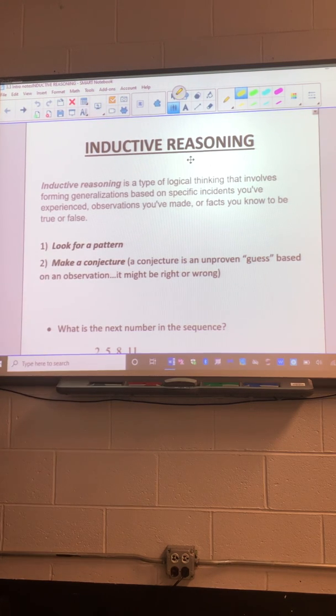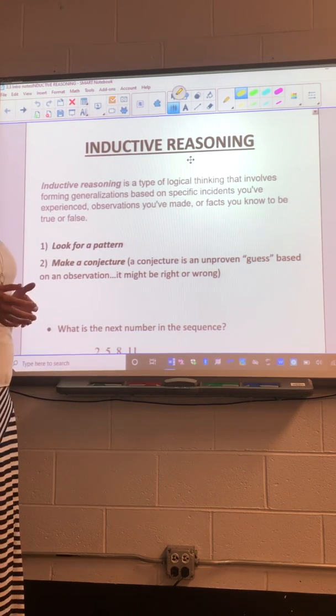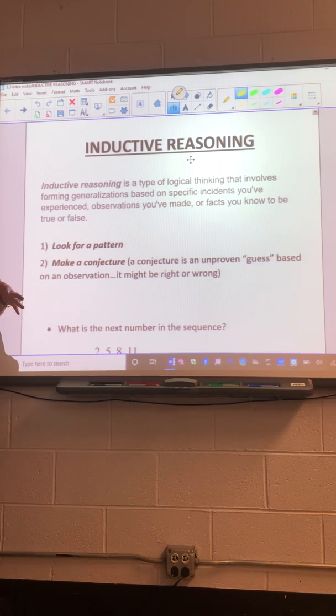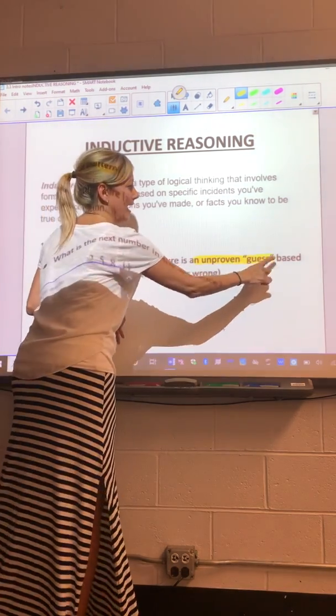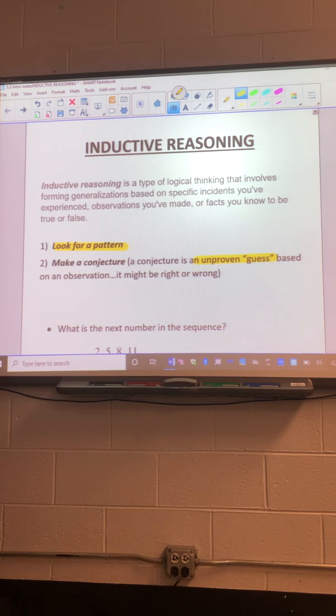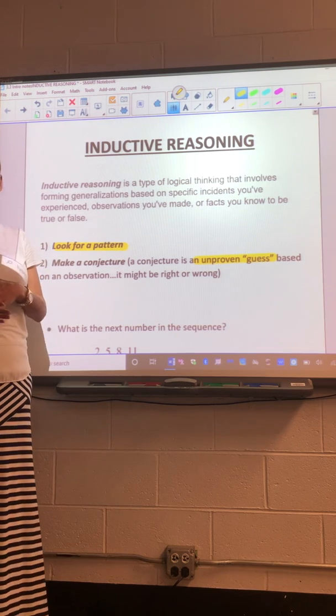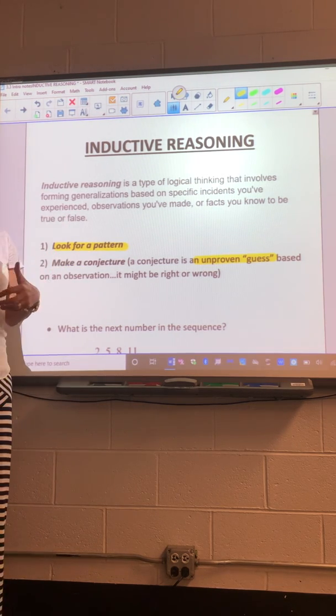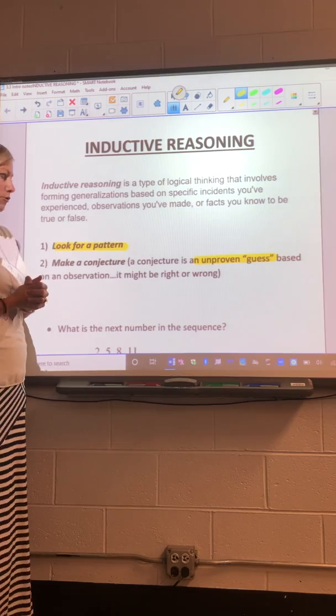Inductive reasoning is a type of logical thinking that involves generalizations based on previous experience or observations you've made. What you do is you look for a pattern and then you make a conjecture. A conjecture is an unproven guess, and it's based on observations. It may be right or it may be wrong. So inductive reasoning is involved in patterns or making an observation that you think might be true.